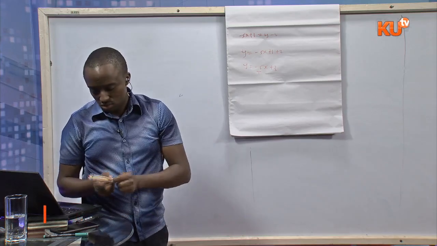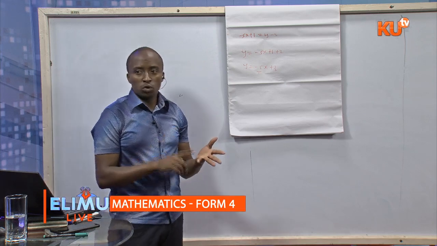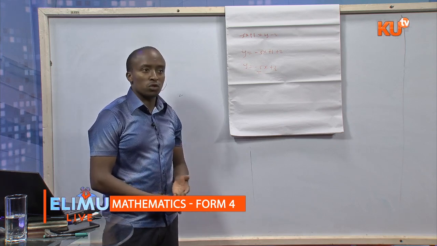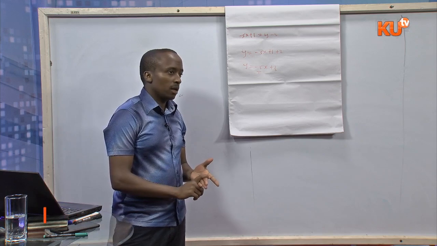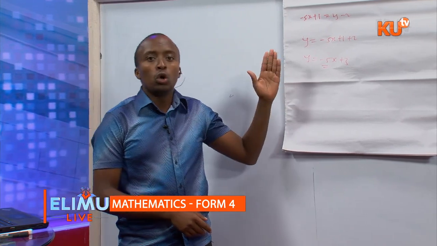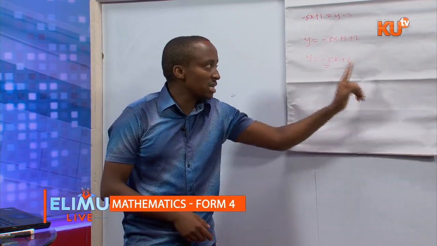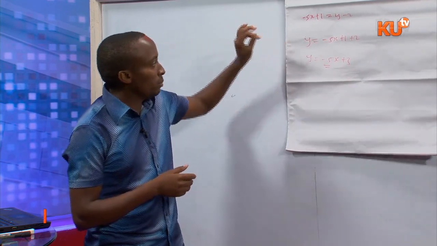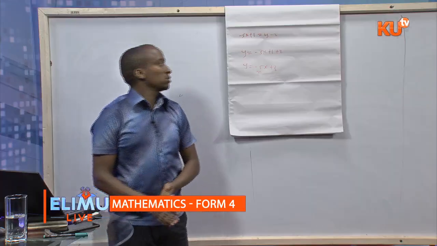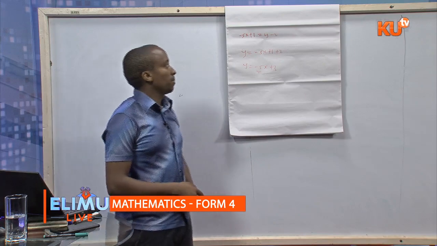So the concept now, on the topic of gradient and equation of a straight line, is that you have to know how to define the equation of a straight line, how to interpret the general formula, how to find the equation of a line given 2 points, the relationship between the gradients of two lines that are perpendicular, and the relationship between the gradients of lines that are parallel. Having known those 5 concepts, you are good to tackle any question on that topic.